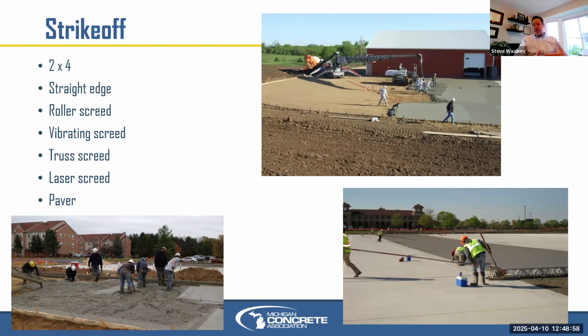But as far as strike off, it can be as simple as a 2x4. You'll see that on sidewalk jobs. They'll literally just have a 2x4 pulling along the forms, striking off the top. It could be an actual aluminum straight edge, which is essentially an aluminum 2x4 and typically holds its dimensions better when it gets wet, whereas natural lumber can have a tendency to warp over time.